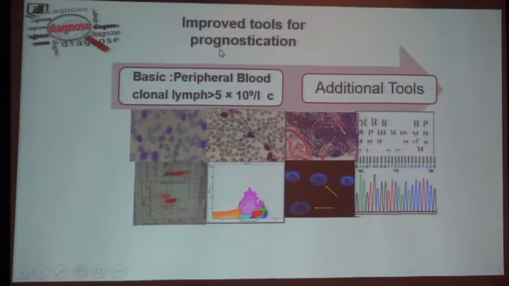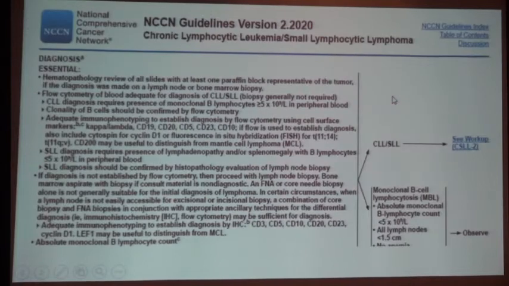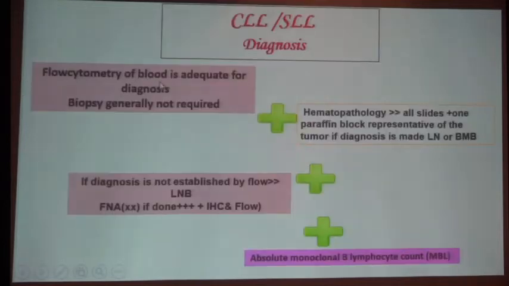The prognosis and the diagnosis are based mainly on the peripheral blood data as well as additional tools. Let's be very concise. The NCCN guidelines 2019 stated that we should have the blood flow cytometry as the main diagnostic tool. Biopsy is generally not indicated. So we should do flow on the peripheral blood lymphocytes. If we have a biopsy from any tissue, especially the bone marrow or the nodes, it should be revised, and we should have the affected area examined properly.